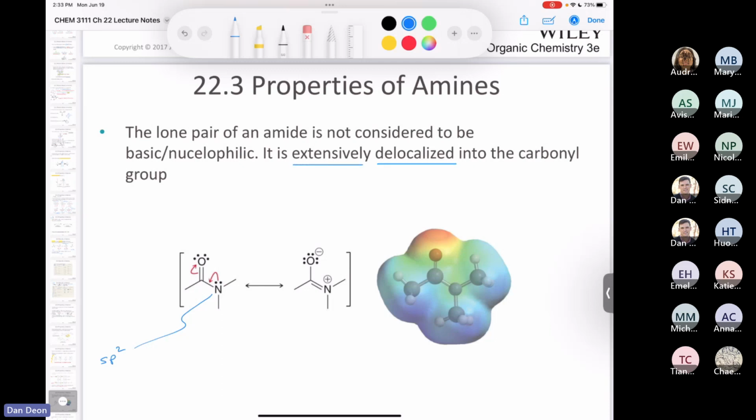That means that it is not available for protonation, and therefore the lone pair on an amide is not considered to be basic. So an amide is not a base. It's not a nucleophile. Amines are bases and amines are nucleophiles, but amides are not.